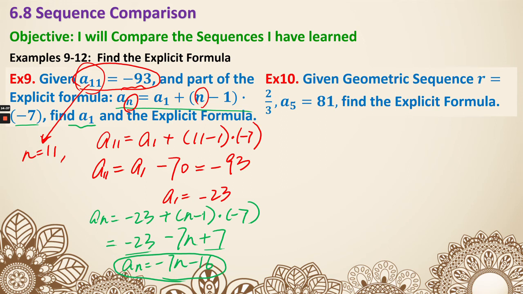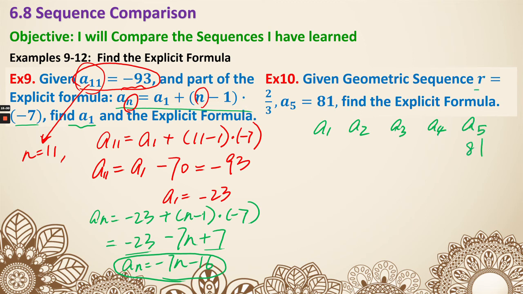Next, example 10. For geometric sequence, you can use the same method, but because it's an r, and sometimes when you do higher power, higher exponent of these numbers, it might get a bit complicated. So for geometric sequence, you are allowed to trace back to find a sub 1. A sub 1, a sub 2, a sub 3, a sub 4, and a sub 5.